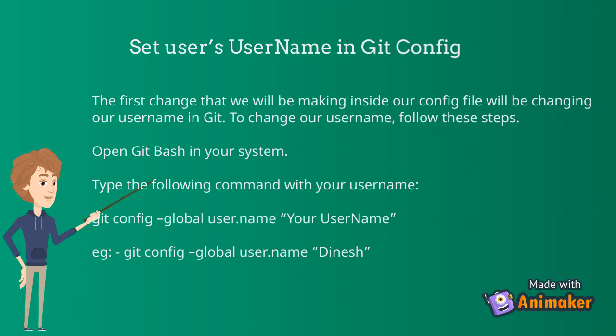Let's start setting up your username using the git config command. The first change that we will be making inside our config file will be changing our username in Git. To change our username, follow these steps. Open Git Bash in your system. Type the following command with your username. git config --global user.name your username.